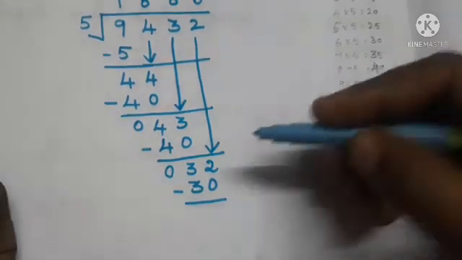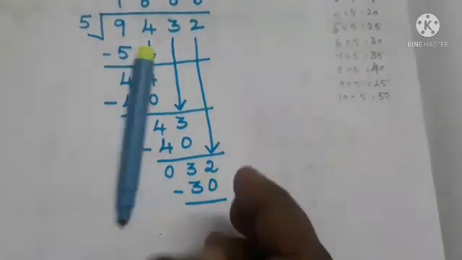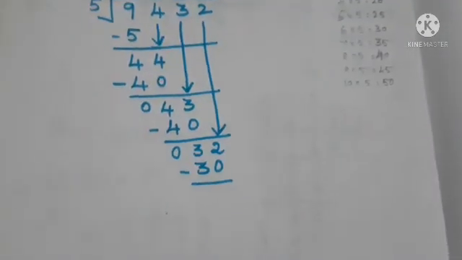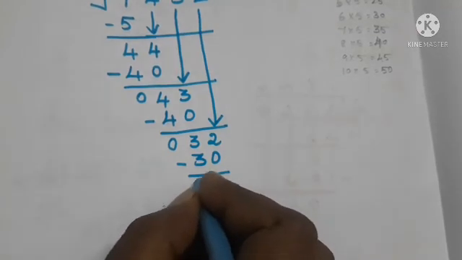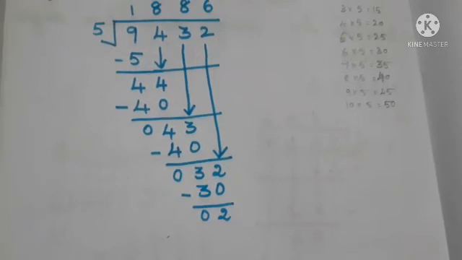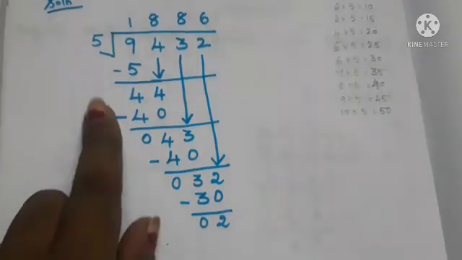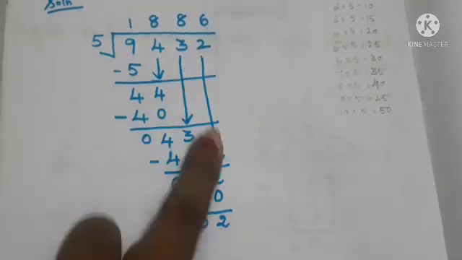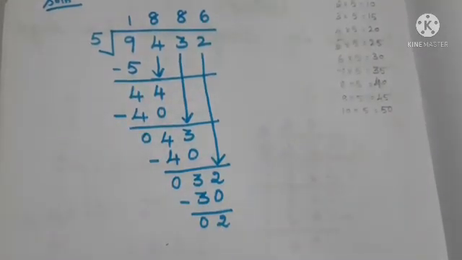Okay, so 2 minus 0. 2 minus 0 is what, ma? 2. Okay, 2 minus 0 is 2. Then 3 minus 3 is 0. So what's the remainder now? 2 is the remainder. Next, is there any value to bring it down? No, no value. Up to 9 4 3 2 we brought down, isn't it? All the numbers are taken and divided, isn't it, ma?